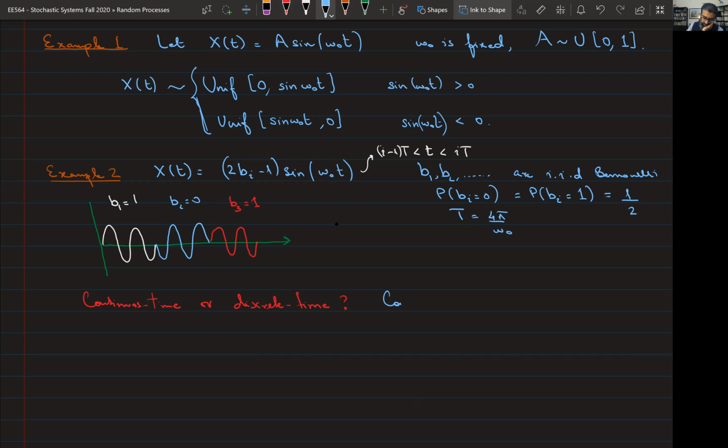What about the amplitude? Is it a continuous amplitude? Let me rather say, for a fixed time t, is x of t a discrete random variable or a continuous random variable? What's the answer to that? Ghazi? For any fixed time, I fix a time t, so it would be discrete. Discrete.